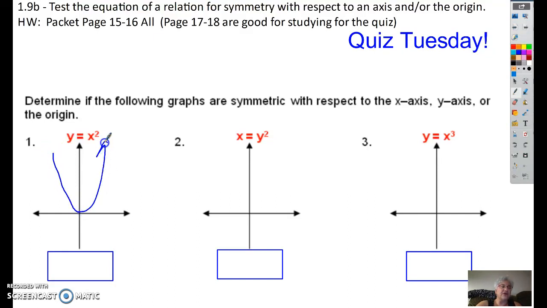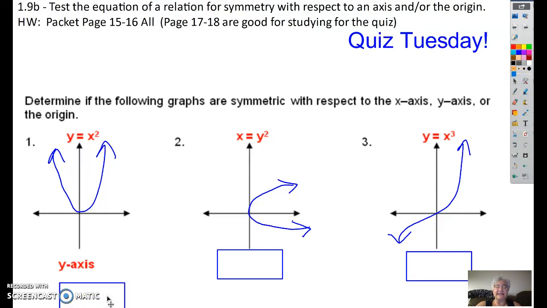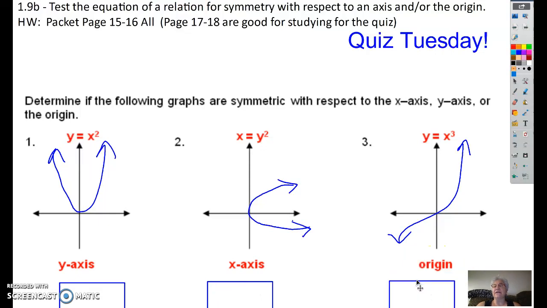A quick sketch of y equals x squared. Another quick sketch of x equals y squared. And then another sketch of y equals x cubed. You can see from the first graph, that's x-axis symmetry. Second graph, x equals y squared, x-axis symmetry. And lastly, the cubic is symmetric about the origin. Please pause the video here if students need to write this down.